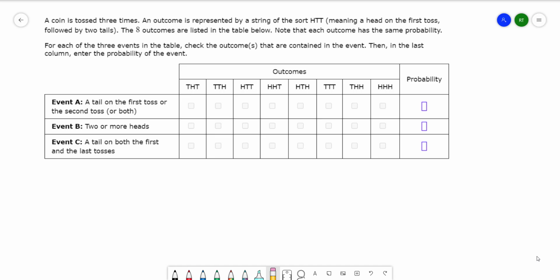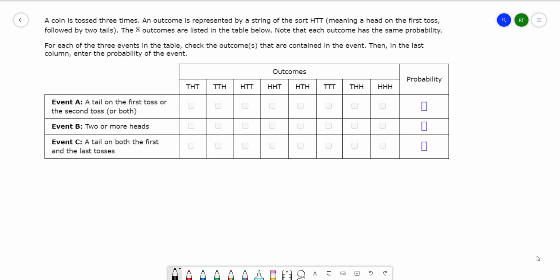For each of the 3 events in the table, check the outcomes that are contained in the event. Then, in the last column, enter the probability of the event. Okay, so let's see. Event A, a tail on the first toss or the second toss or both. So for this event, they want us to figure out which string here, like THT or TTH, represents a tail on the first toss or the second toss.